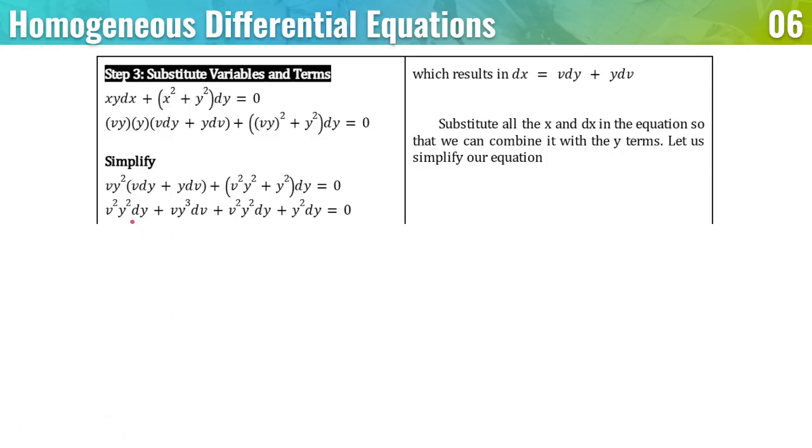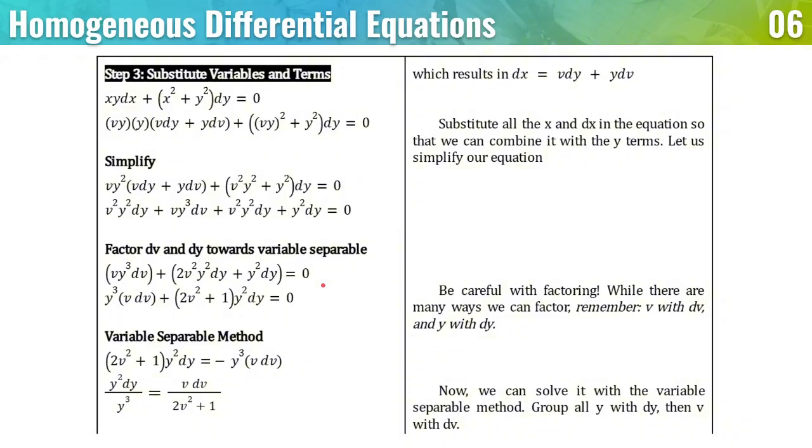Next, we have the dy's. So you notice they have dy, dy, and dy. You can also notice they have y squared. They all have y squared. On the other hand, vy cubed is present in dv. So keep that in mind. Factor them towards variable separable.